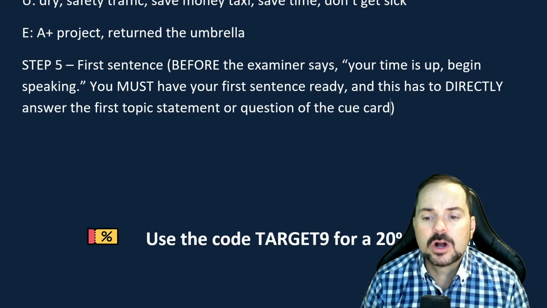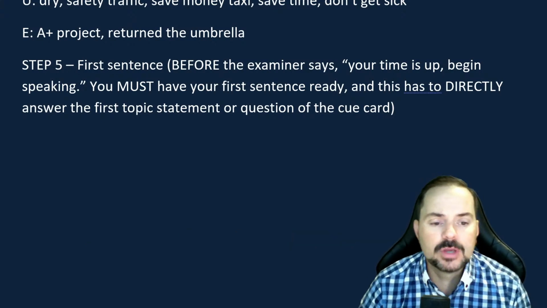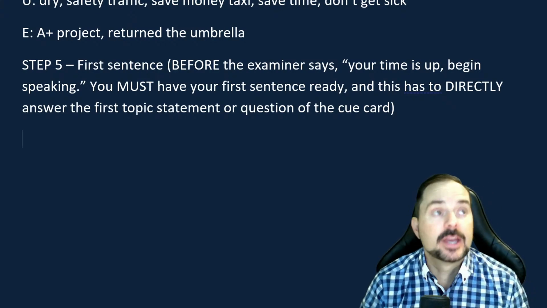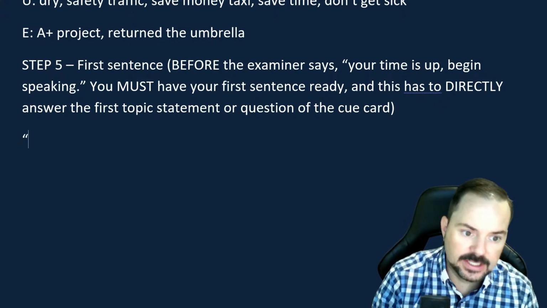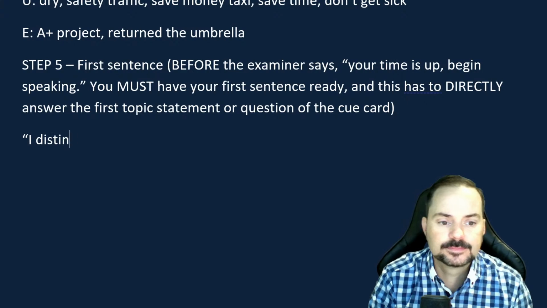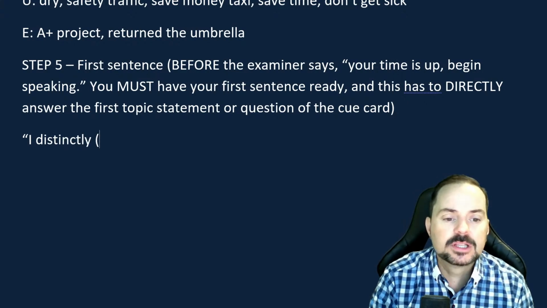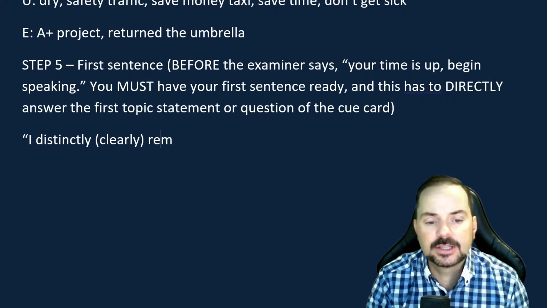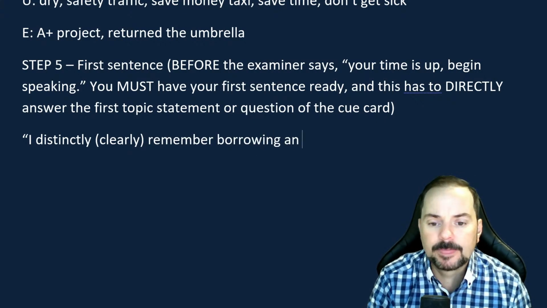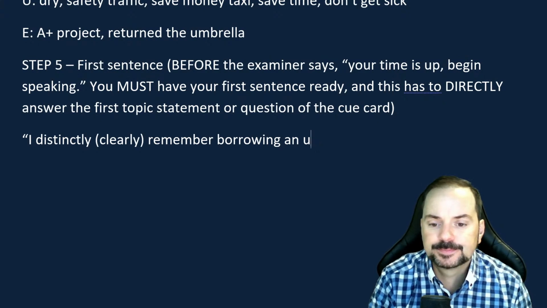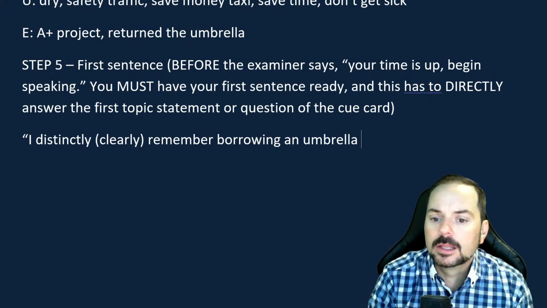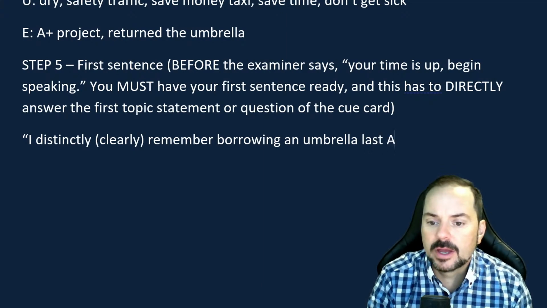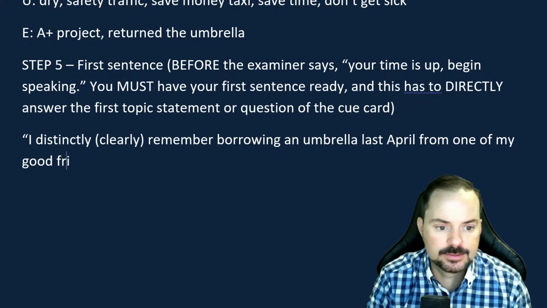So if the cue card says talk about an object that you borrowed, you have to answer that very directly, okay? You have to say, I distinctly. Distinctly means clearly, okay? I distinctly remember borrowing an umbrella last April from one of my good friends.